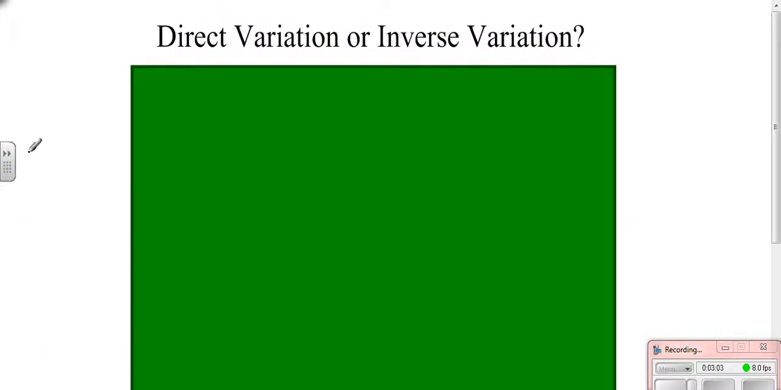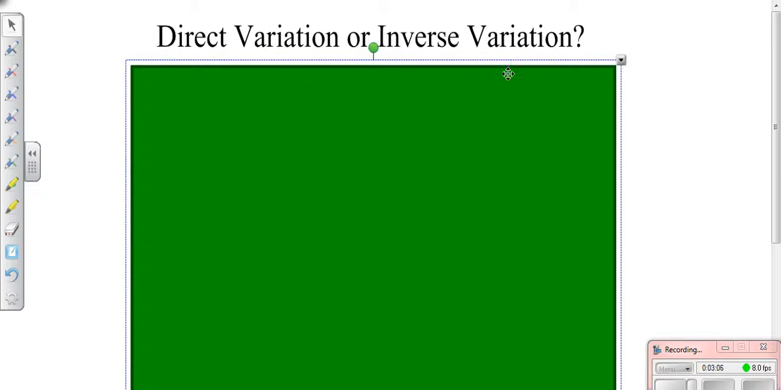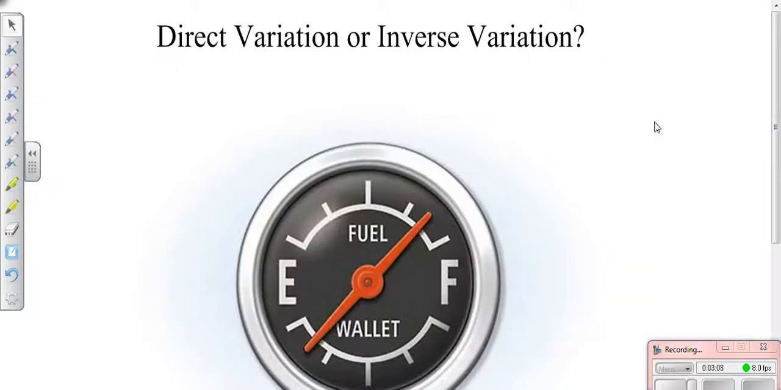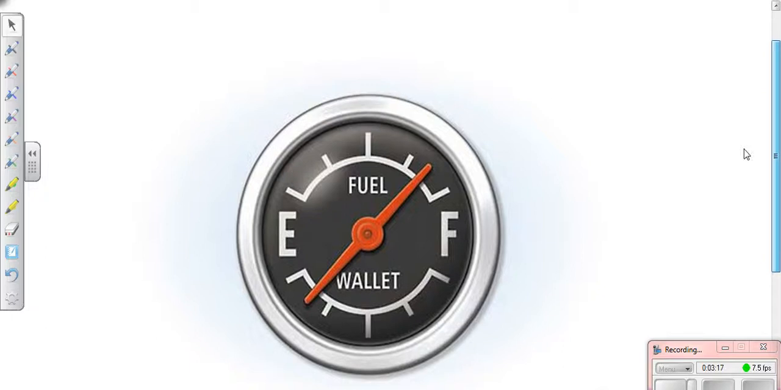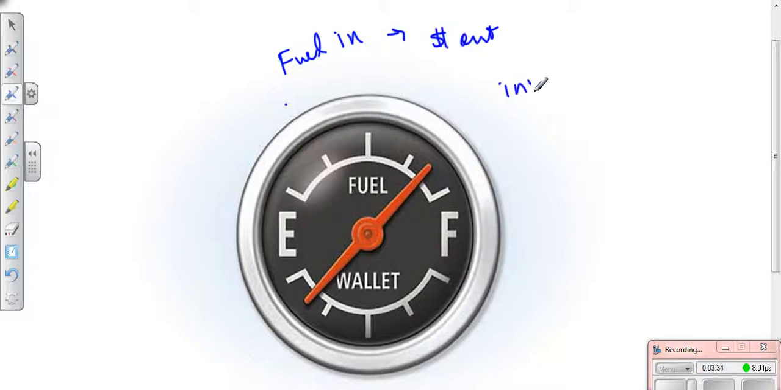So what is going on in this situation? Okay, fuel and money in your pocket. Well, obviously, as you have to put fuel in, what happens to your wallet? Money goes out. And so this is an inverse variation. As your fuel tank gets full, your wallet is going to get empty.